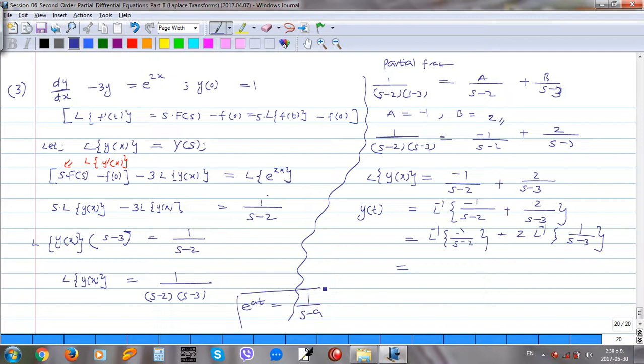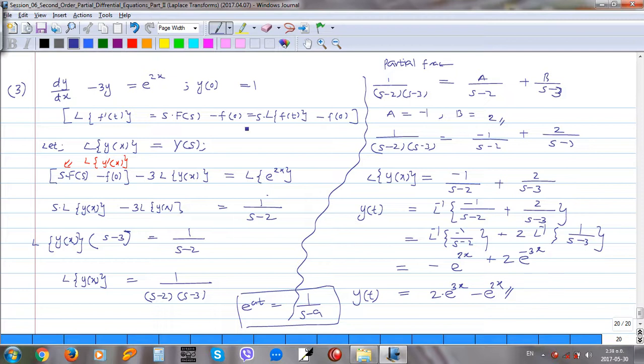Now by using this we can write minus, for 1 over s minus 2, e to the power 2t. Now by using this, I can write plus 2 times e to the power 3t. Again I use this equation. Then finally I can write y(t) equals 2 times e to the power 3t minus e to the power 2t. This is the final answer, right?